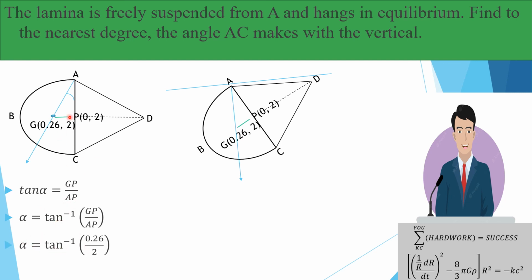So our alpha will just basically be, what is this GP? It's simply the distance from this AC, and that's the center of gravity of the whole lamina, 0.26, and our AP is basically 2 meters. So you realize that our alpha will just be 7 degrees to the nearest degree.